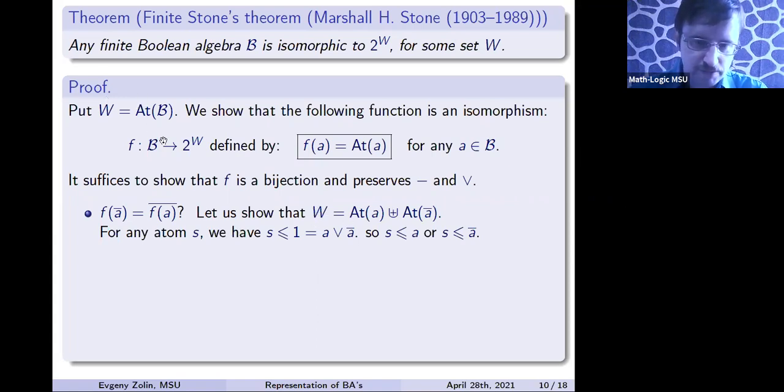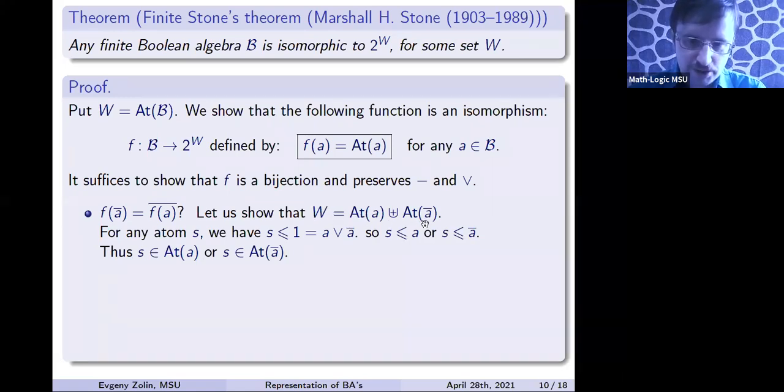W is a set of atoms. So any atom. Of course, any atom is less than 1. 1 is A or not A. By the main property of atoms, S is below A or S is below not A. So S belongs to atoms of A or S belongs to atoms of not A. So we already have shown that the set W is the union.